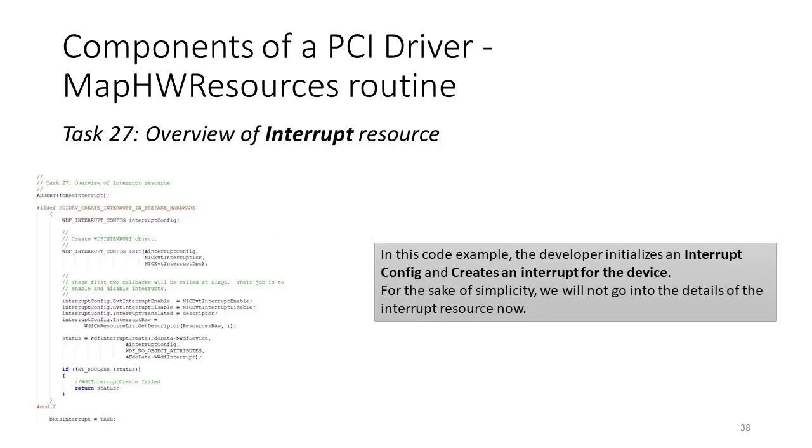Task number 27, overview of interrupt resource. In this code example, the developer initializes an interrupt config structure and creates an interrupt object for the device. For the sake of simplicity, we will not go into the details of the interrupt resource now.